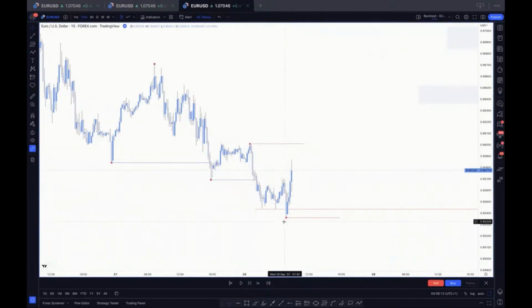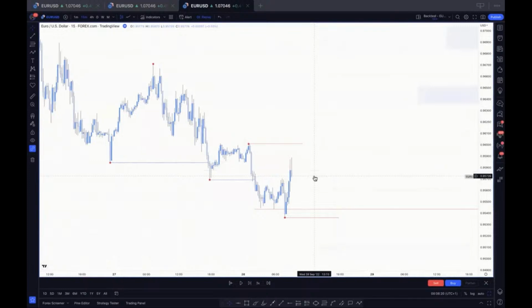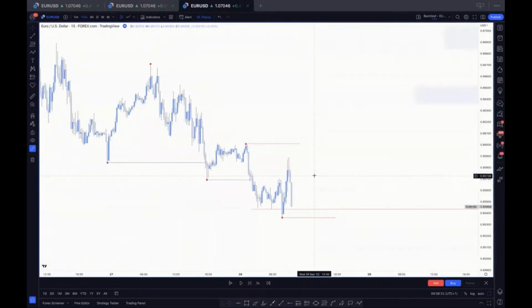If this 15 minutes bar returns and takes out this high, we now know that there will be a change of structure. That means there will be a shift from the bearish momentum to the bullish momentum. So let's continue playing the bar. Let's see what we have.